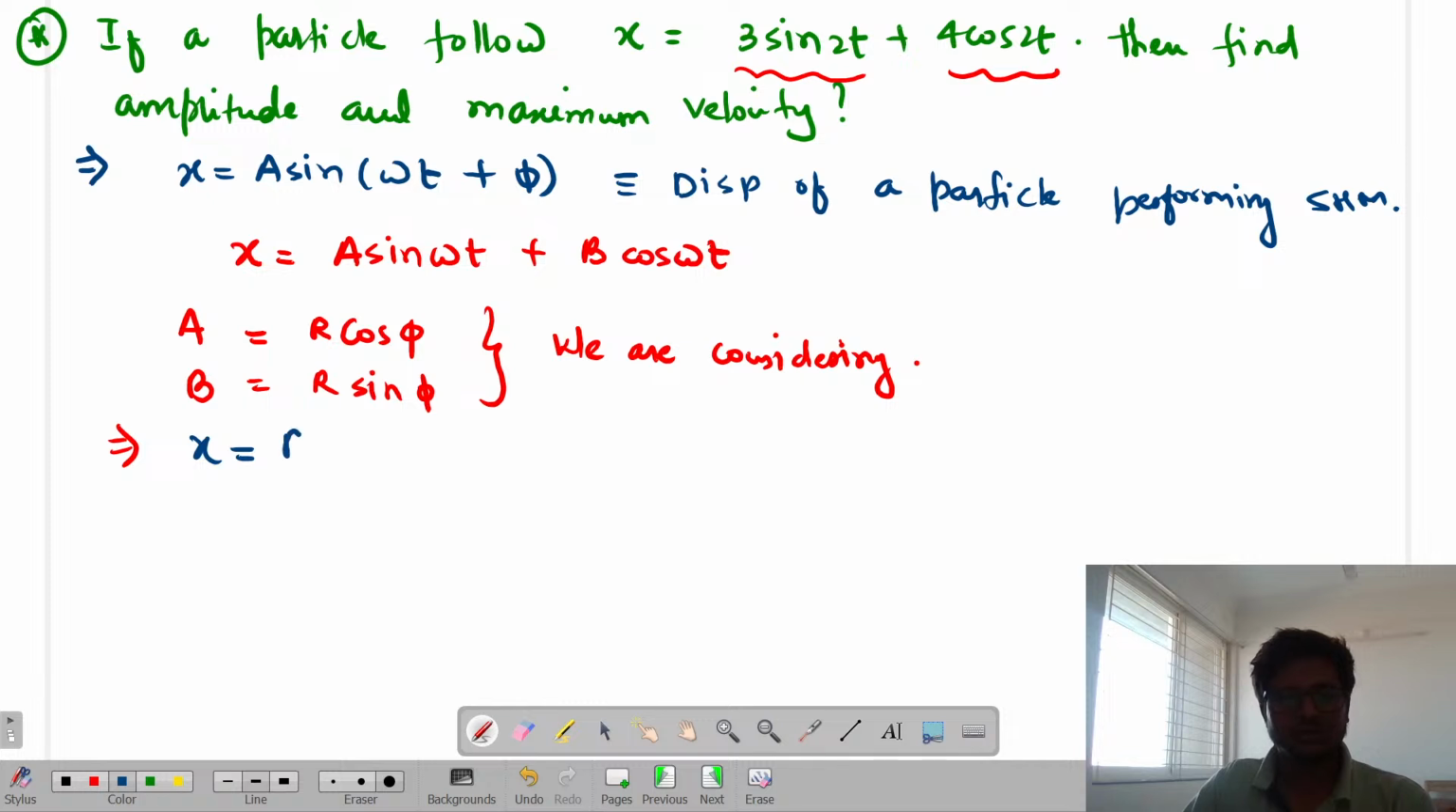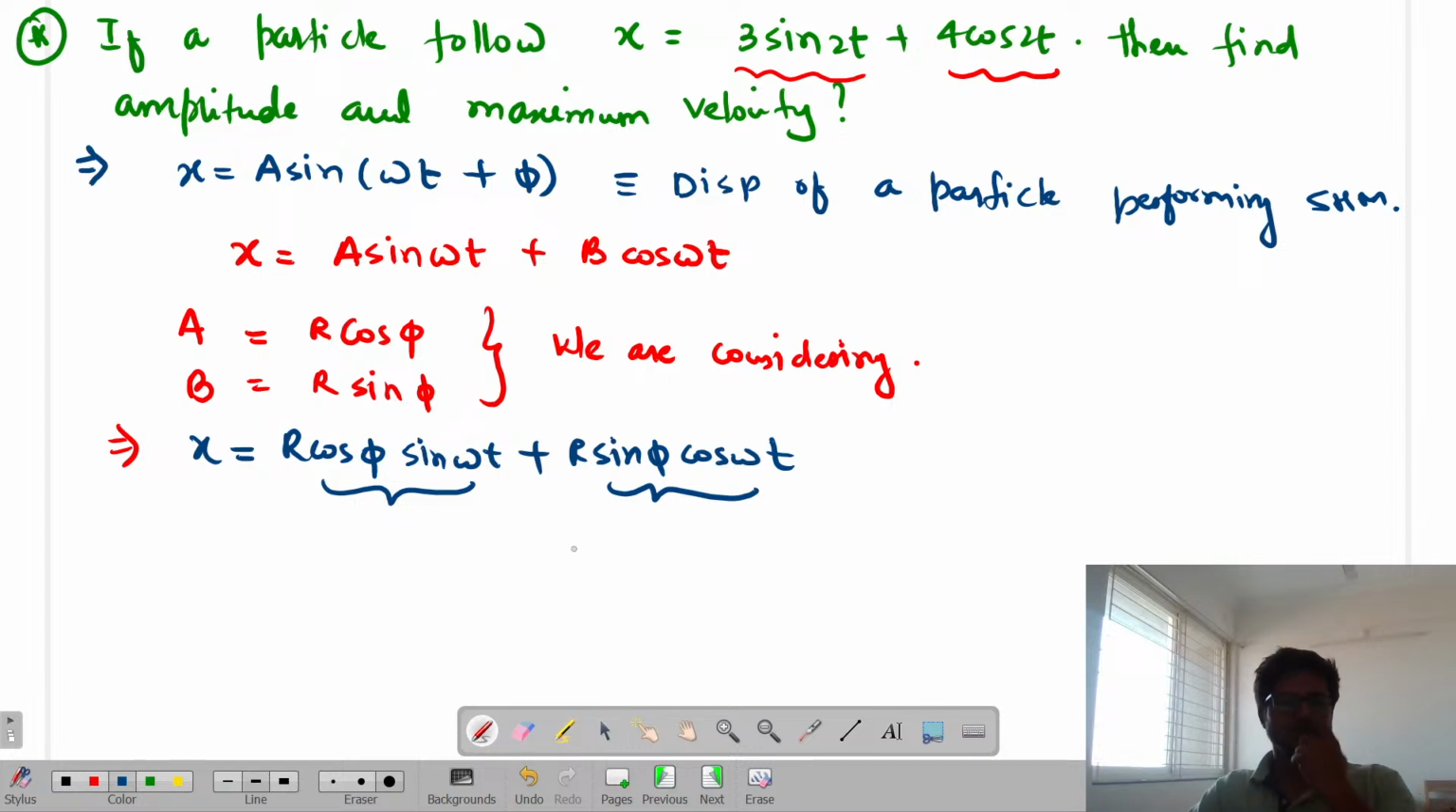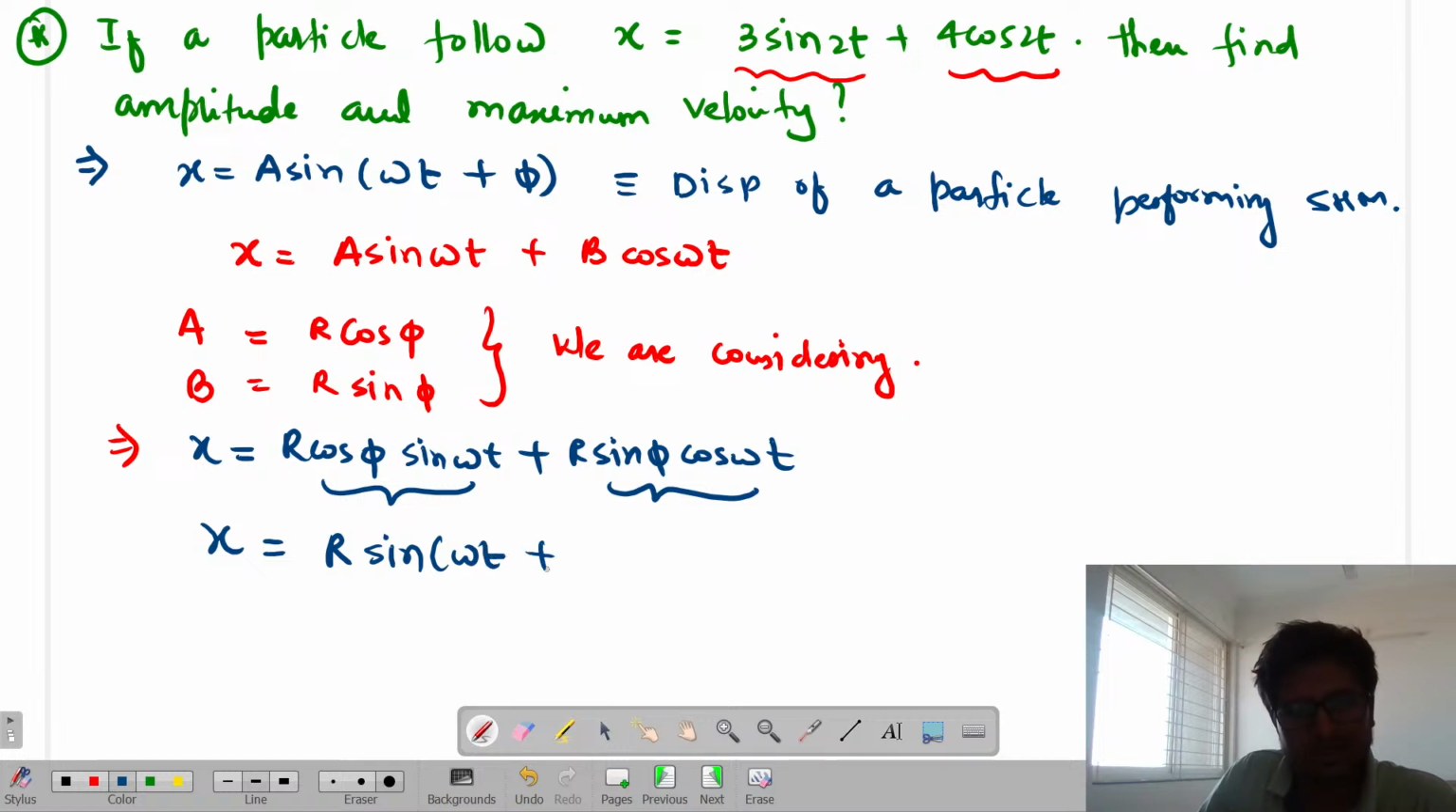x will become r cos phi sin omega t plus r sin phi cos omega t. Look carefully, this is written as sin a cos b plus sin b cos a, or not. This can be converted to r sin(omega t plus phi), and we get our SHM equation, or not.